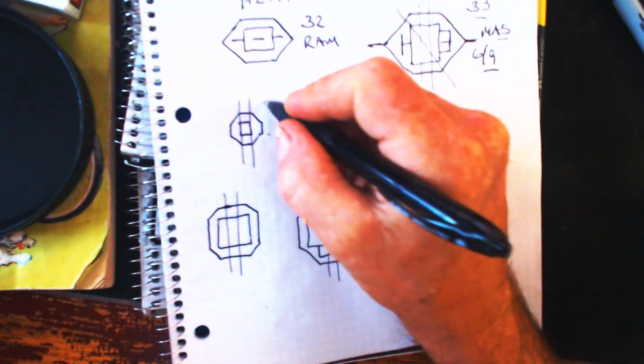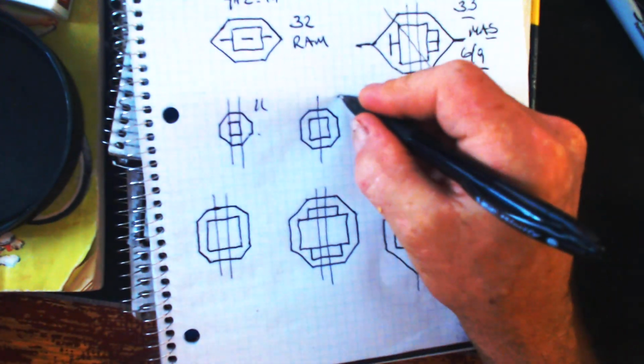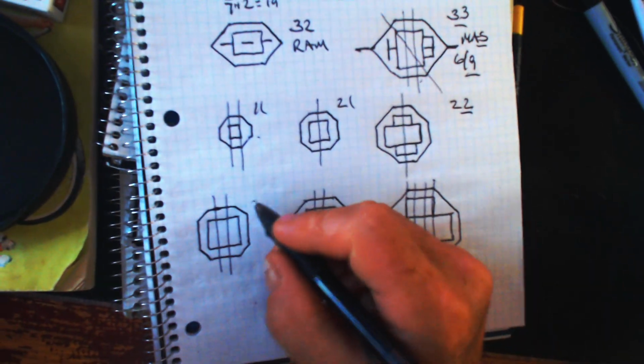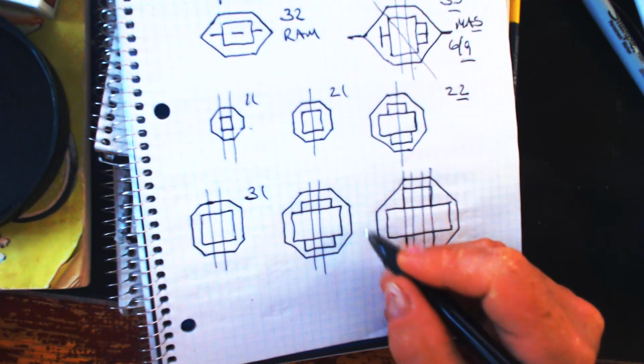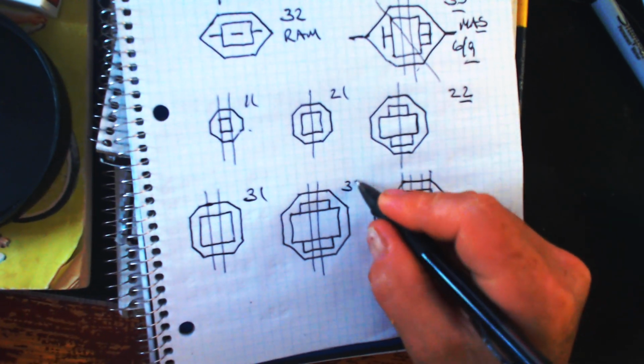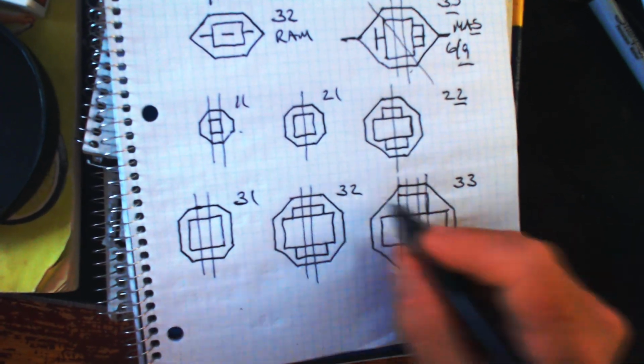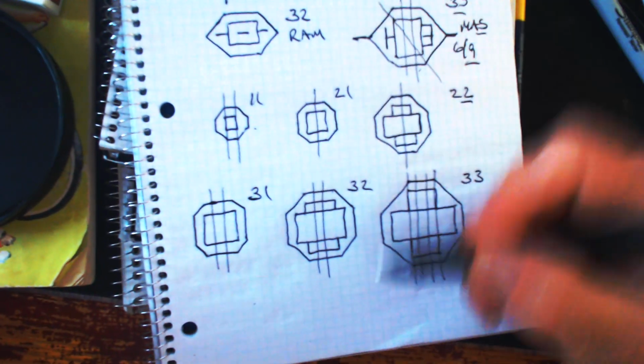So the size of this is 1, 1. Size of this is 2, 1. The size of this is 2, 2. The size of this is 3, 1. The size of this is 3, 2. And the size of this is 3, 3. 3 here, 3 here, 3 here, 2 here. So how we match up the two.